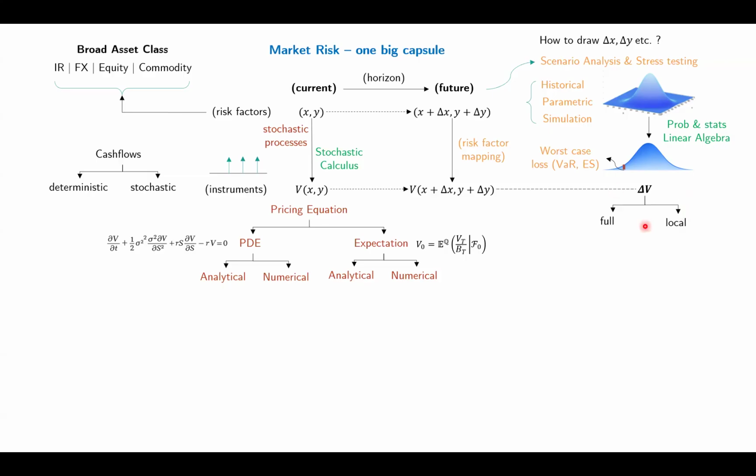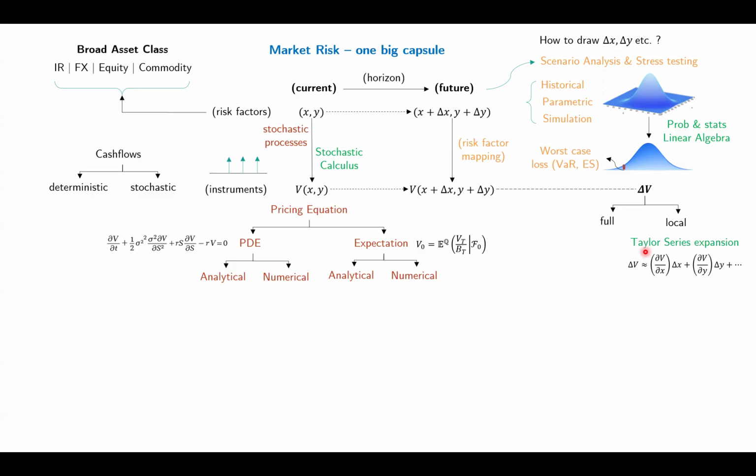Again, there are two approaches to find out delta V. One is called full revaluation, which means you shock the risk factors, revalue the instrument, and measure the difference, new minus old, delta V. That's called full revaluation. Or we can take a shortcut and directly find out delta V. That's called local valuation. And for that, you need to know this theorem. It's called Taylor series expansion. Taylor series expansion is, what should I say, the most important tool in market risk.